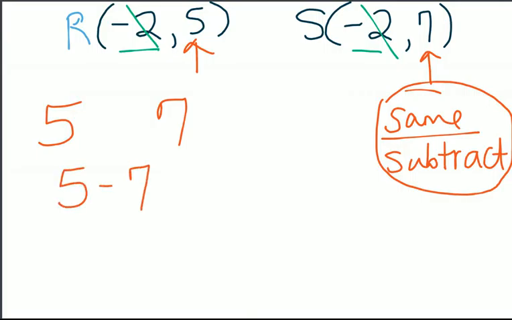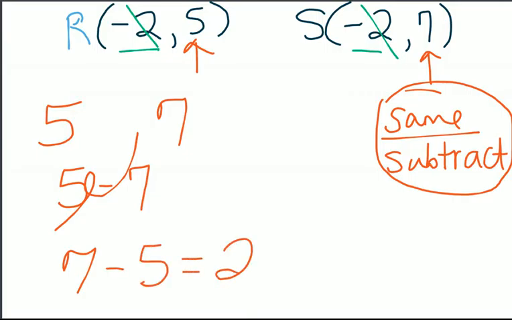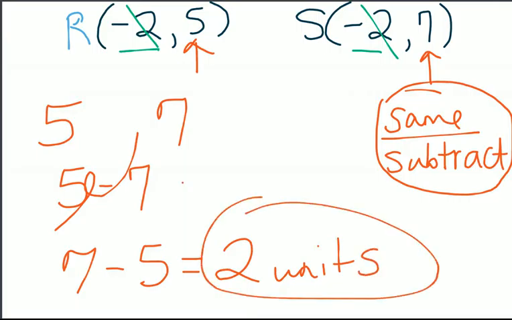But you're saying, wait, Ms. Short, you can't take 7 away from 5. And you're totally right, you can't. 5 minus 7 would be negative 2. And remember, you cannot have a negative distance, so that's not right. That's not what we're doing here. You can't take 7 away from 5 and get a positive number. So, you're going to flip-flop them and say 7 minus 5. And it gets you 2 units. So the distance between point R and point S is 2 units.